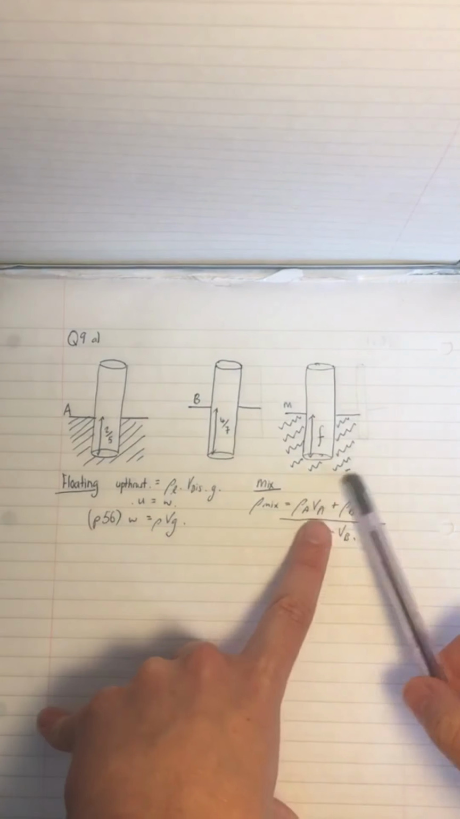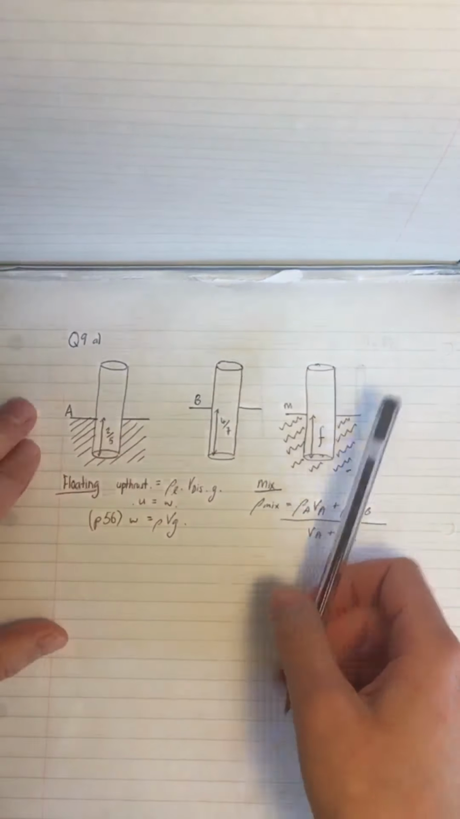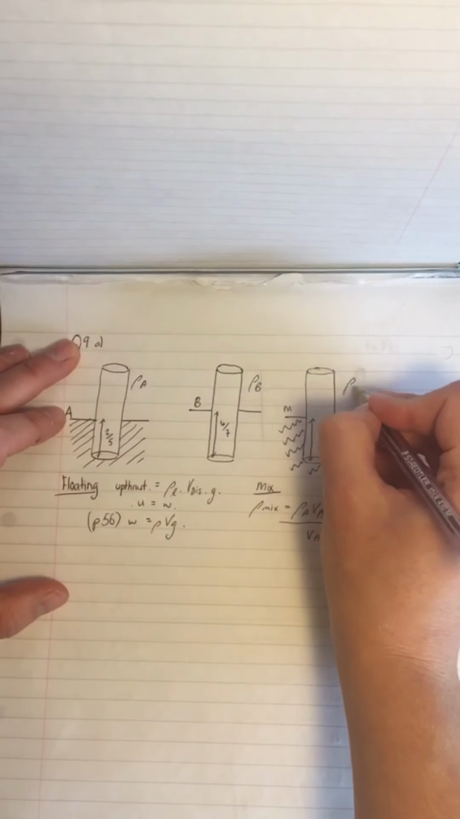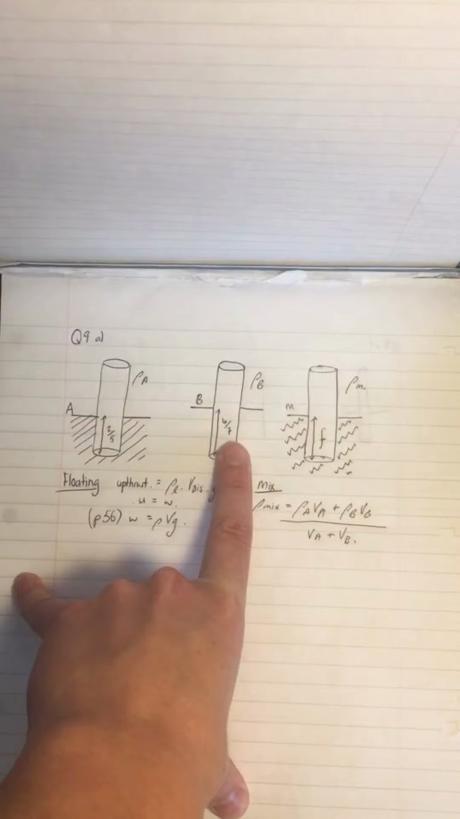Okay, so now that we have all our formulas sorted out, let's do a little bit of labeling up here since we have so many densities. So here I've got the density of liquid A, density of liquid B, and I've got a density of the mixture. Those are my 3 densities I'm going to use.